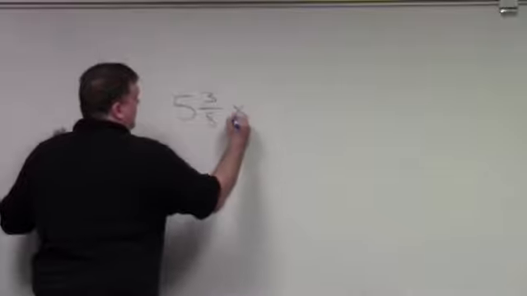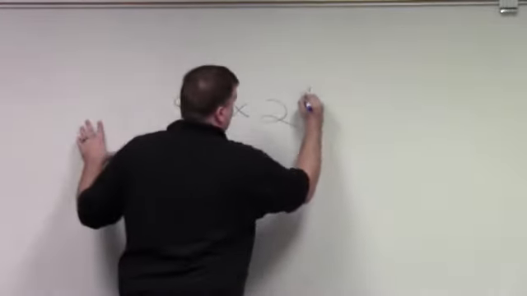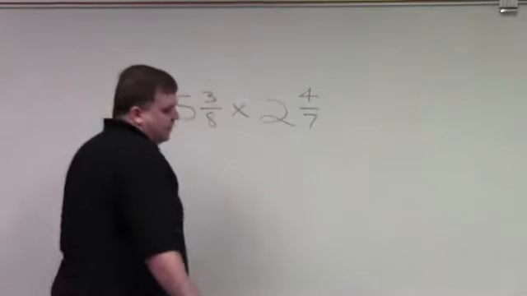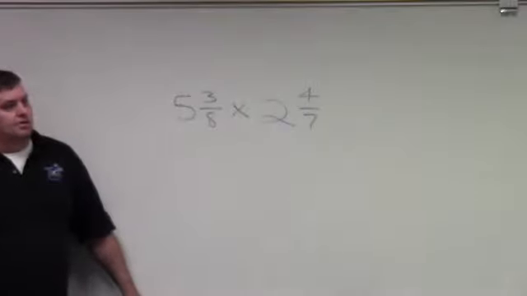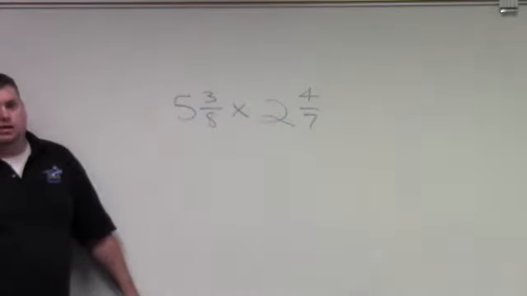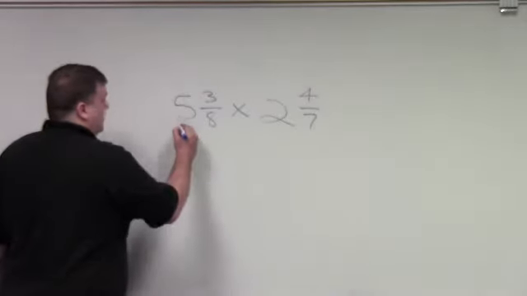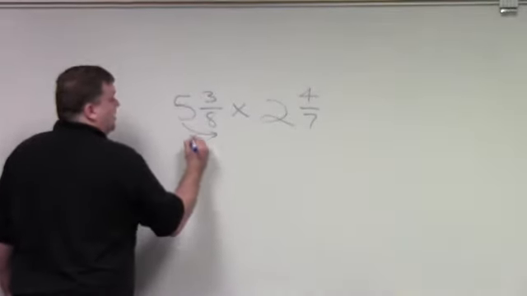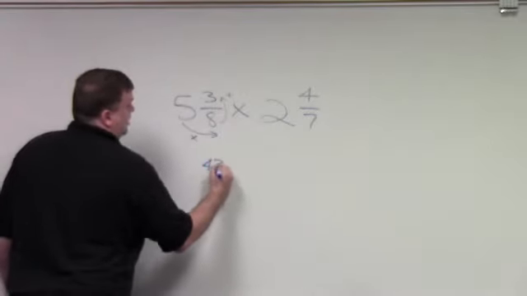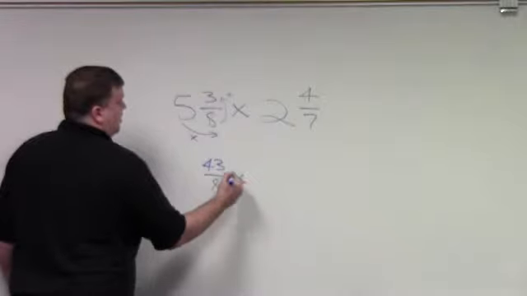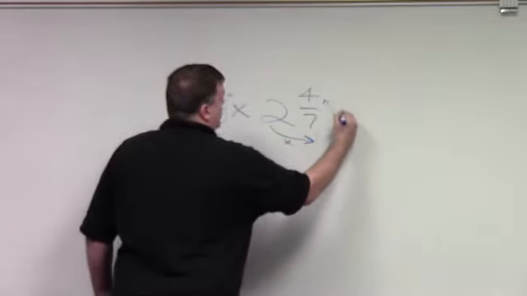So in this last multiplication problem, we have two mixed numbers. So before we can actually multiply this one, what do we have to do? Right, we have to convert them into improper fractions. So we'll do the round the world. 5 times 8 plus the 3 over 8. 2 times 7 plus the 4 over 7.